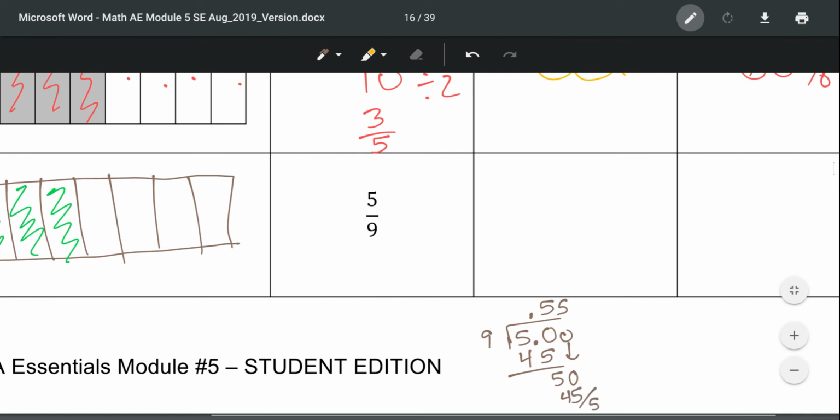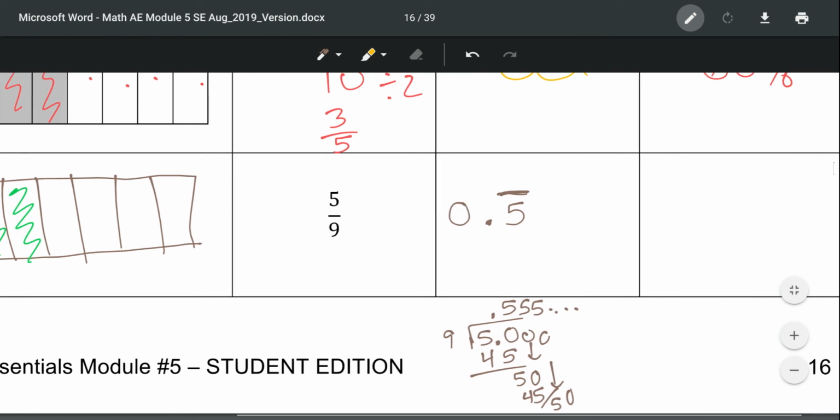Remainder of 5. And notice how the same thing is going to keep happening. So the 5 is going to keep repeating. So this is 0.5 repeating. Remember to put the repeating bar over the 5. You can add 0 as a placeholder prior to the decimal point.